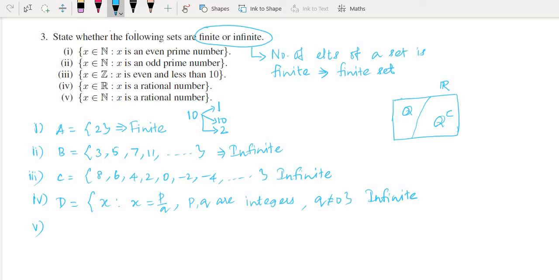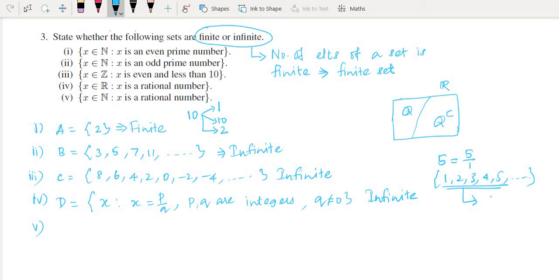And fifth subdivision, set of all natural numbers such that x is a rational number. So if we take any natural number, if I take some 5, so 5 can be written as 5 by 1. So if I take any natural number, which starts from 1, 2, 3, 4, 5, etc., if I take any number from this collection, that number can be written as that number by 1.